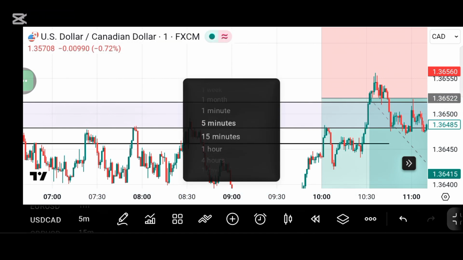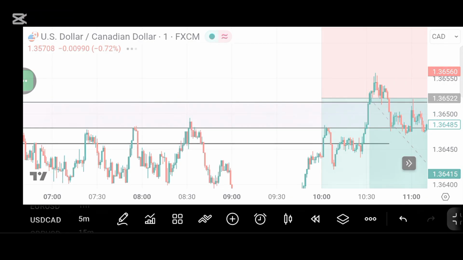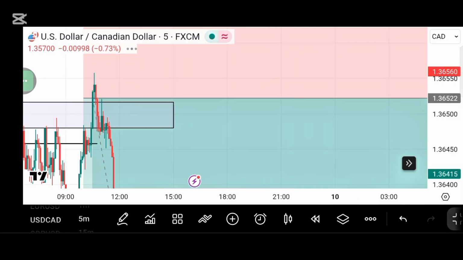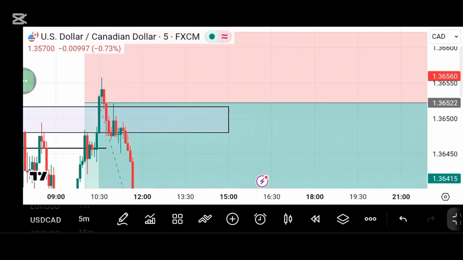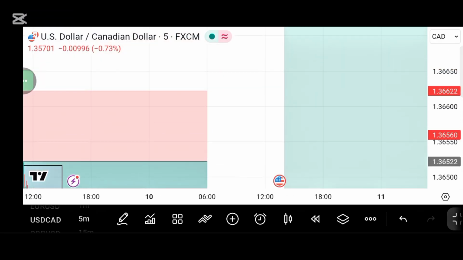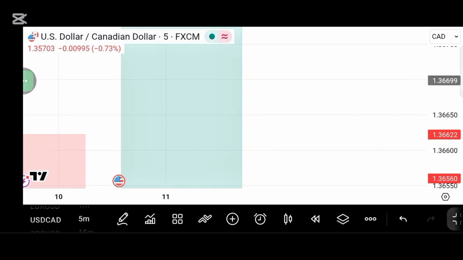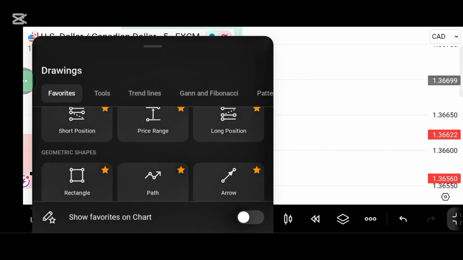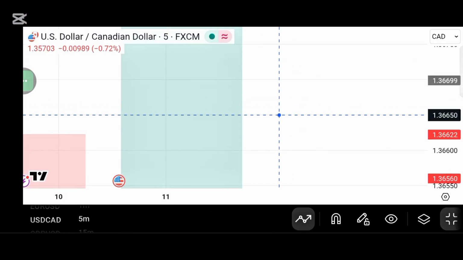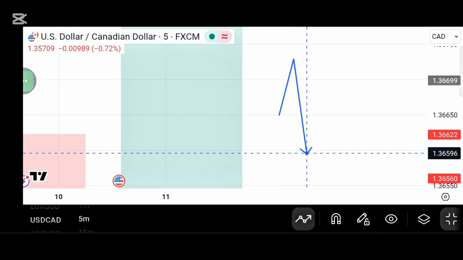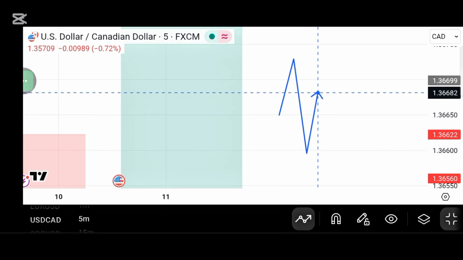Now on the 5 minutes I saw a fair value gap inside of the fair value gap. Let me explain to you how I was able to take that trade. So let me clear here. Let's say you have a point of interest here, which is a fair value gap, and this is a bearish market. Let's say you have a point of interest and here is a fair value gap.